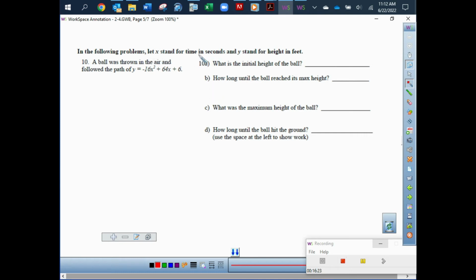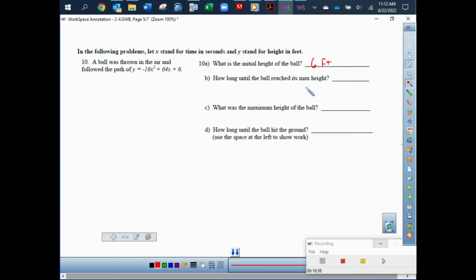In the following problems, let x stand for time in seconds and y stand for height in feet. A ball was in the air and followed the path of this. What is the initial height? Don't forget that the initial height is the y-intercept. That's when you let x equal 0. So if you let x equal 0, this would turn out to be nothing, this would turn out to be nothing, and wouldn't you get 6 back? So 6, we want a label on that. That is the height in feet. So this number right here is our y-intercept.